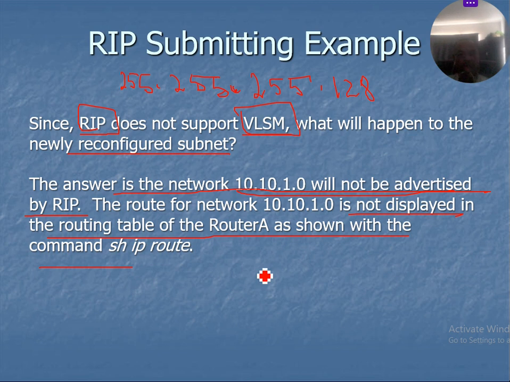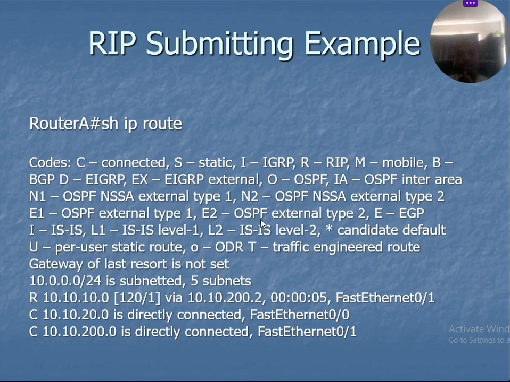Now, let's take a look at this command. If you type this command show ip route, this one will not be displayed. Okay, this network 10.10.1.0 will not be displayed because it does not recognize the VLSM that goes with it. For router A, it will not be displayed. Router A# show ip route. These are the codes. The gateway of last resort is not set.